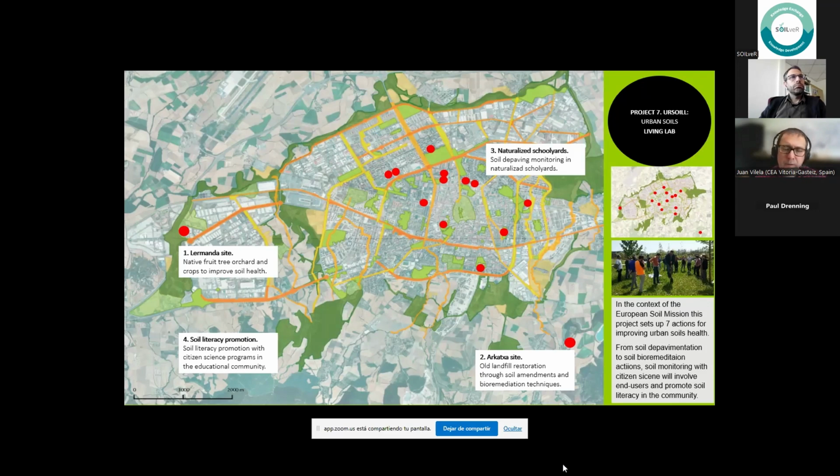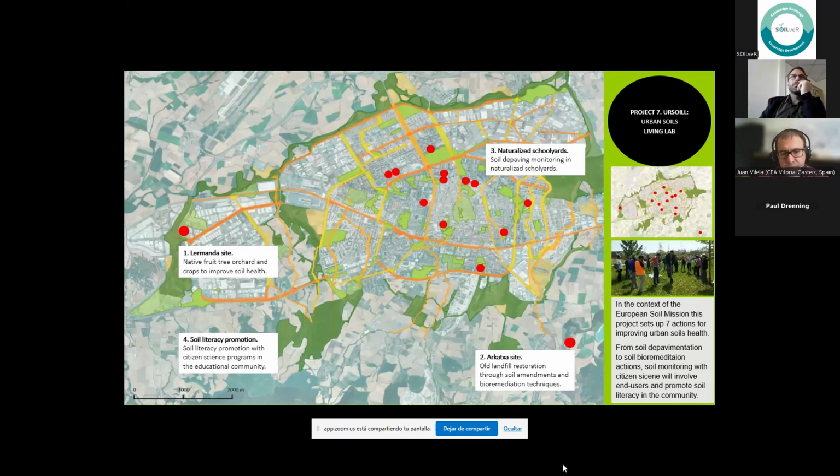Then action number three is to monitor these naturalized schoolyards, how the soils are, because sometimes when you depave, you find soil that you can reutilize, but sometimes you have to bring soil from somewhere. So we know that compaction will probably be one of the main challenges of these soils, and we would like to monitor them to see how they are and how they will develop.